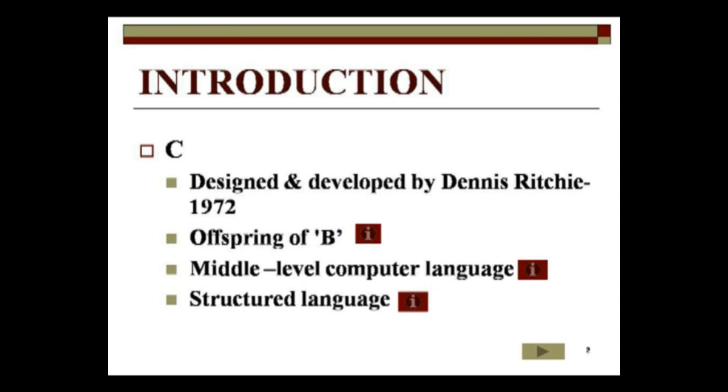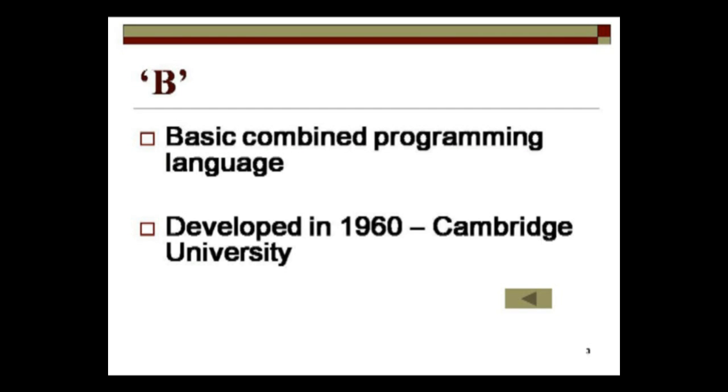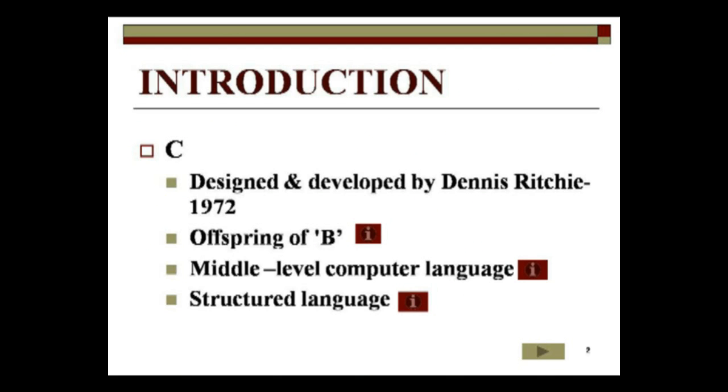C was designed and developed by Dennis Ritchie in 1972. C has a predecessor called the language B. Now, let's look at the basic features that were developed in B. B was developed in 1960 at the University of Cambridge, mainly to overcome the defects that were there in the basic combined programming language. Both these languages were not capable of handling the software defects, the applications that were existing at that time. So there was a need to develop a more powerful language that could handle these software problems. Now that led to the development of this language C.